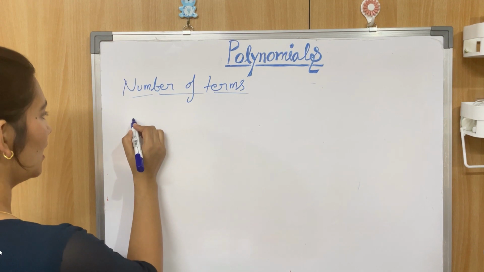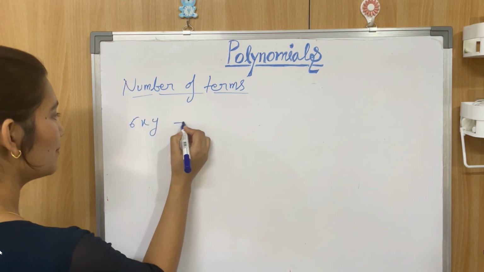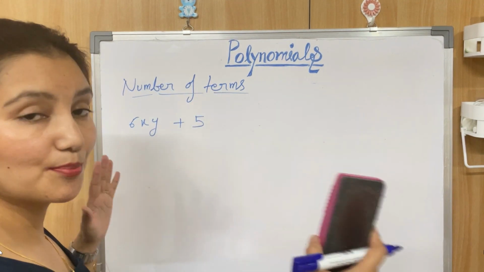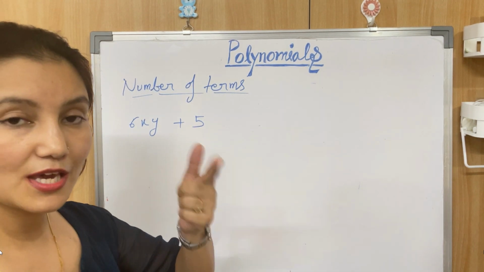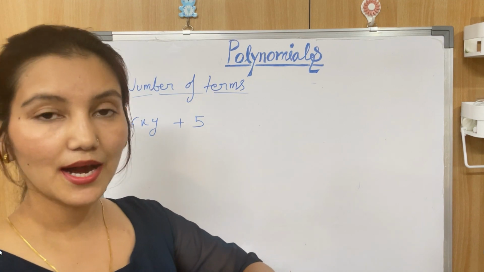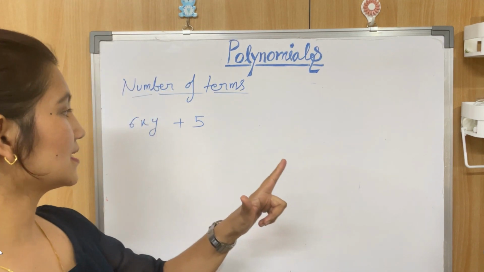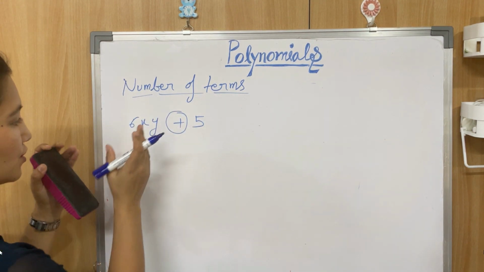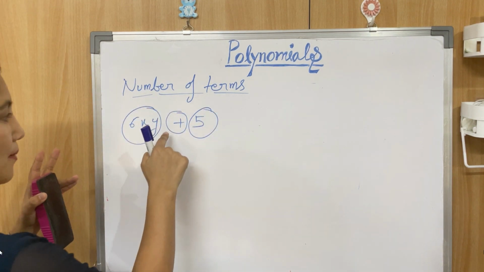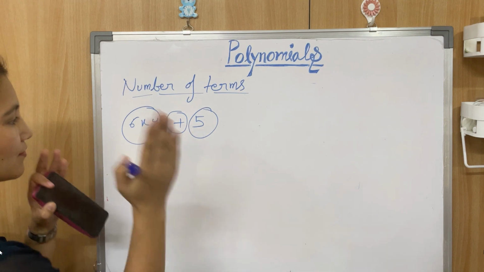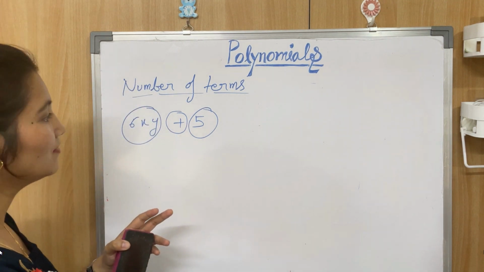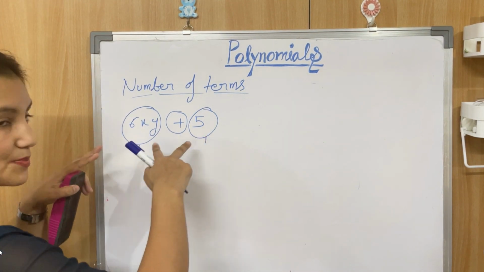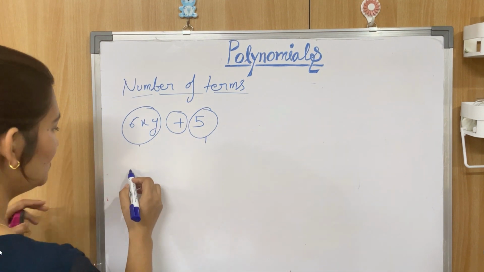Let's see it. Take this example: 6xy plus 5. Now in an expression the terms are separated by a plus or minus sign. Keep this in mind that the terms are separated by either a plus sign or a minus sign. Here you see we are using this plus sign, right? So these two terms are separated by this addition sign. How many terms do we have? We have two terms here, first term and second term, right? So how many terms does this expression have? Two terms.